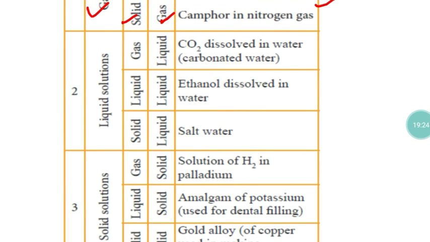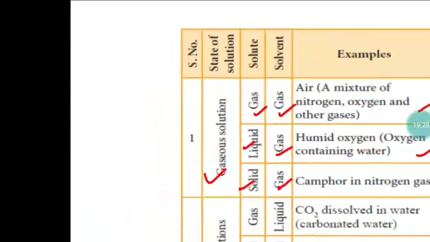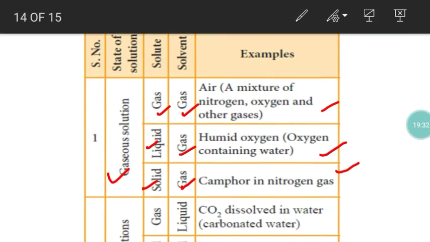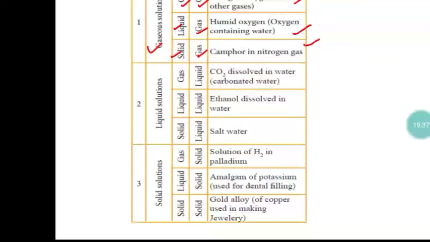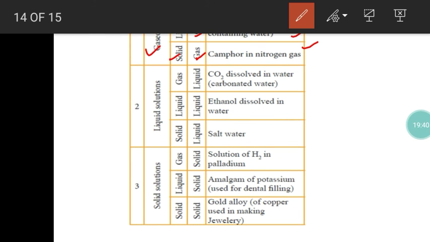Next, liquid solutions. Liquid solutions represent the solvent will be a liquid. So first, solid in liquid. Solute is in solid phase, solvent is in liquid phase. Example, salt water. If sodium chloride is added in water, we get a clear homogeneous mixture called solutions.